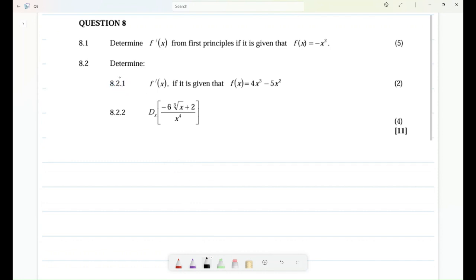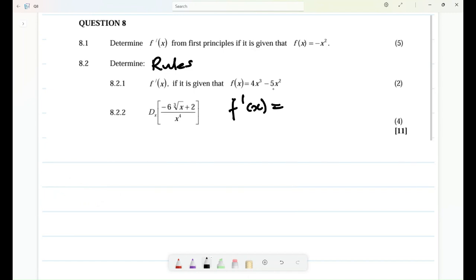8.2.1, it says determine f prime x if it is given that f of x is equal to 4x cubed minus 5x squared. From here you can use your rules. So for 8.2.1, this should be fairly easy, 2 marks. Actually, let me just do it here. How do I do this? I'm gonna say f prime x.